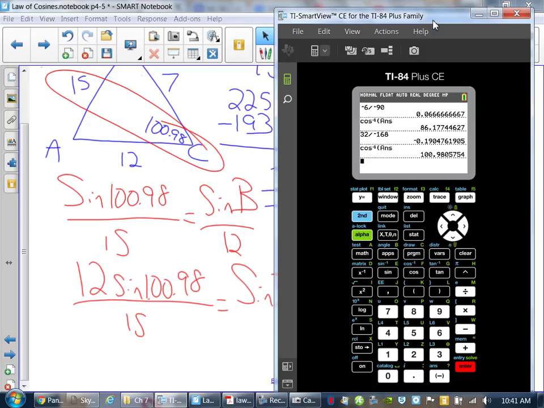So let's see, make a fraction. 12 sine 100 over 15. Crummy decimal. How do you find the answer from the crummy decimal?